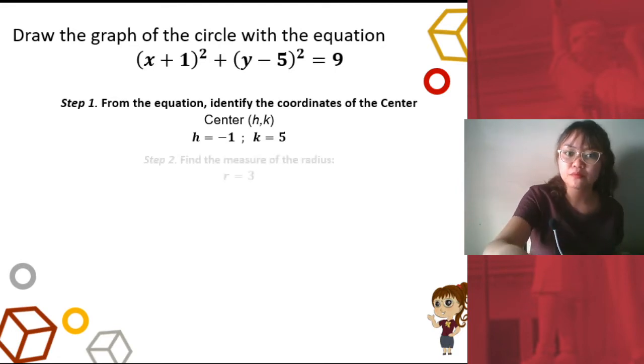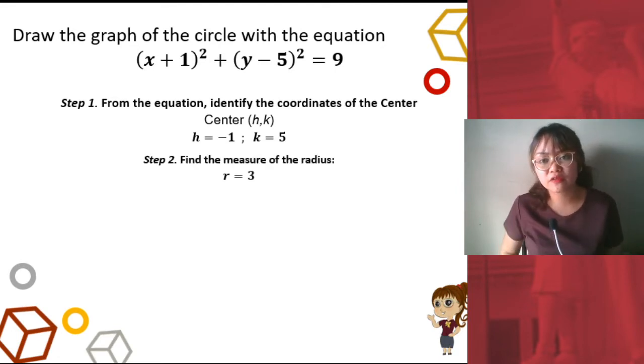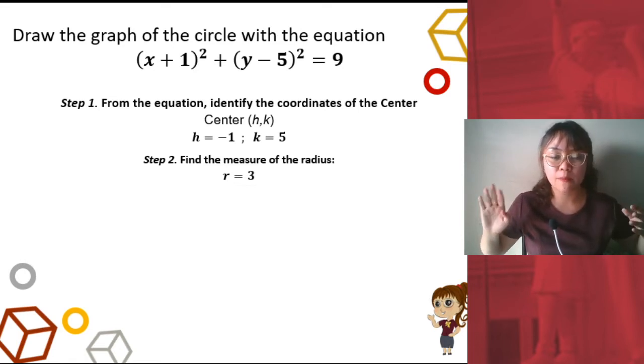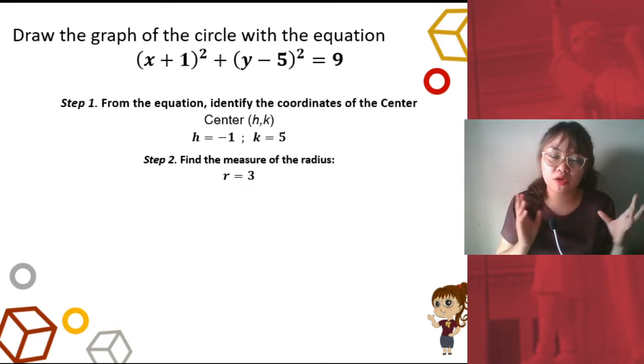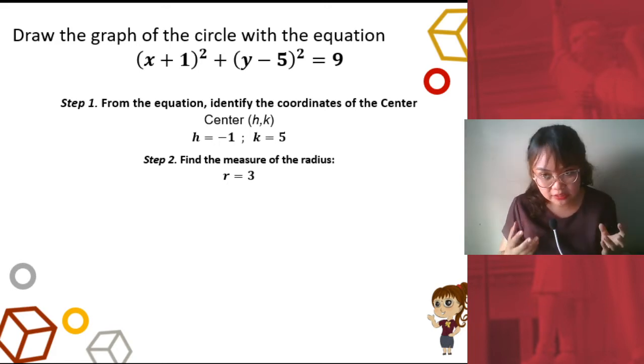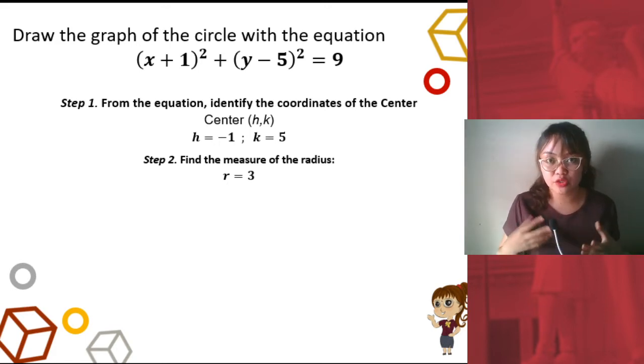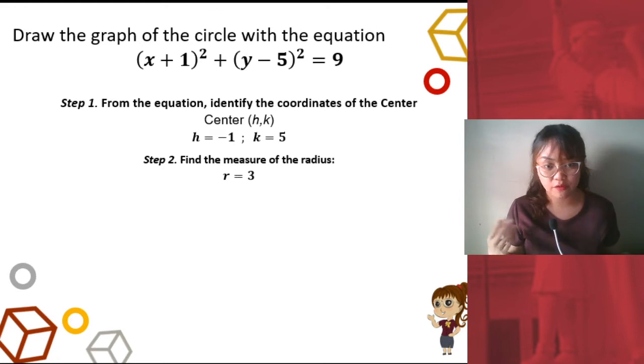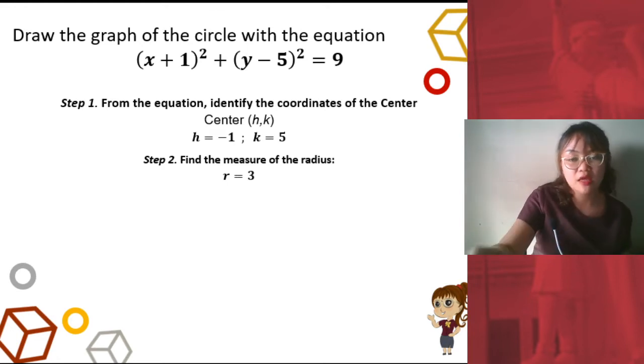Next step. For the next step, we find the measure of the radius. Remember that the last portion, where your standard form of equation is equated, is the measure of the radius squared. So that means 9 is already squared. To be able to identify the radius, we must get the square root of 9. The square root of 9 is 3. Therefore, the radius of your circle is 3.